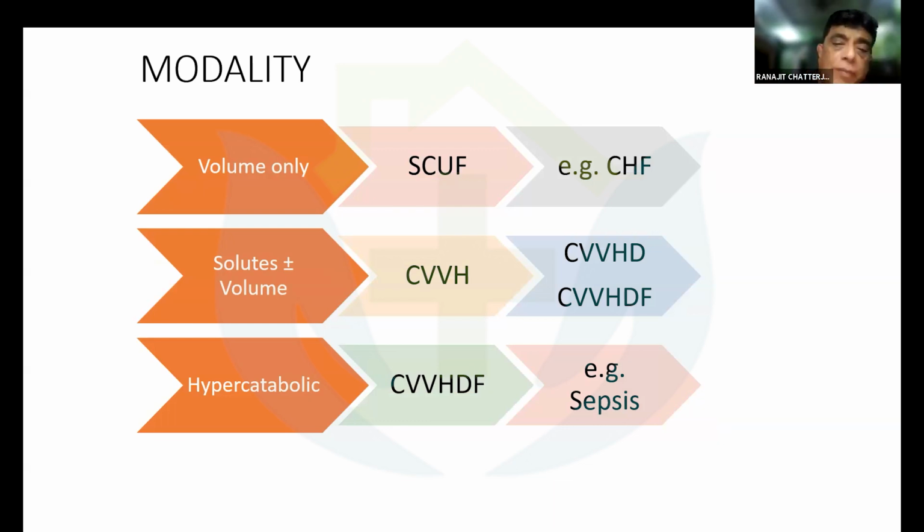So the moment you remove a lot of fluid from the patient, if the patient is fluid overloaded, you remove that extra amount of fluid from the patient. But you have to also replace that fluid back to the patient.